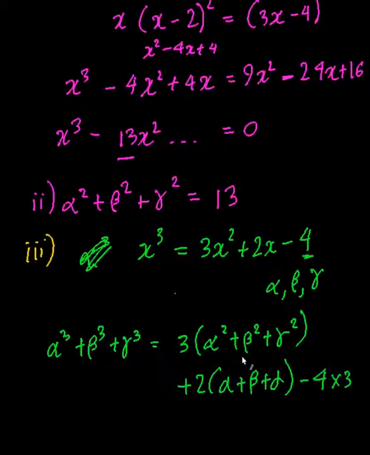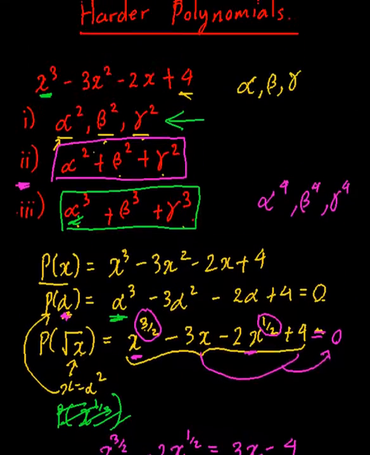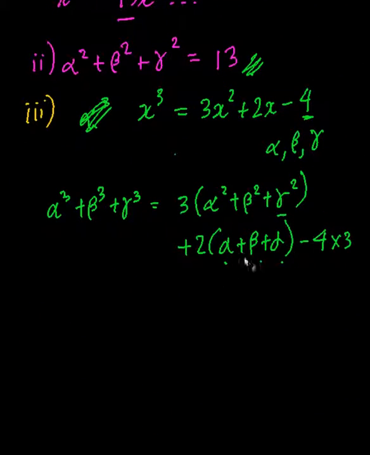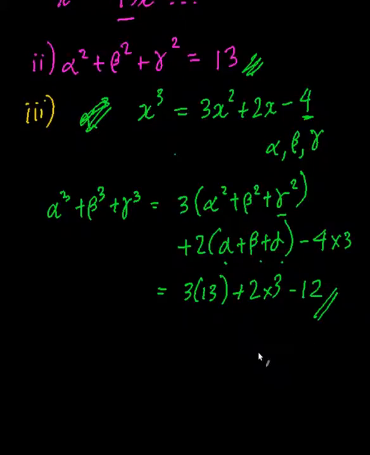Okay, so alpha squared plus beta squared plus gamma squared I found in part 2. Alpha plus beta plus gamma, the sum of those 3 roots, we can get from the original polynomial, and that's equal to 3, because this thing over here is the sum of the roots, alpha plus beta plus gamma. Okay, and there you have it. So it's going to be 3 times 13 plus 2 times 3 minus 12. Okay, so that is the final answer.